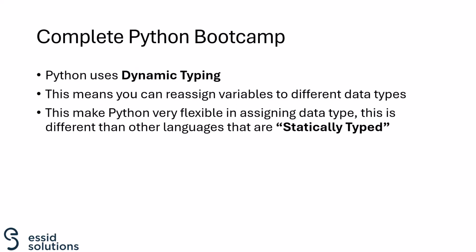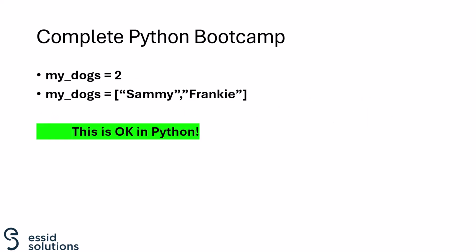alerting you to avoid using them in a variable name. Before we jump into our Jupyter notebook, let's talk about dynamic typing in Python. This means we can reassign variables to different data types, giving Python great flexibility. For instance, I can assign my_dog to 2, and later on I can reassign it to a list of dog names, like Sammy and Frankie. That's perfectly fine in Python.